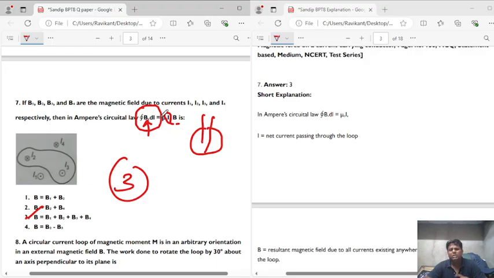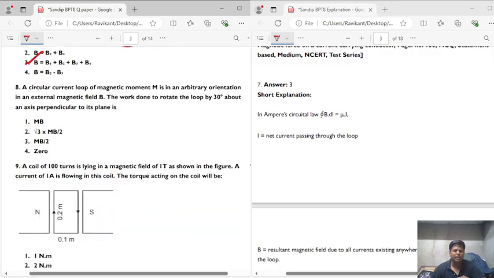Why? Because here I is the net current enclosed in the loop, passing through the loop, whereas B is the resultant magnetic field due to all currents existing around the loop, whether inside the loop or outside the loop. So we have to take the sum of all the magnetic fields. So B is equal to B1 plus B2 plus B3 plus B4, right? So let's get into the next question.